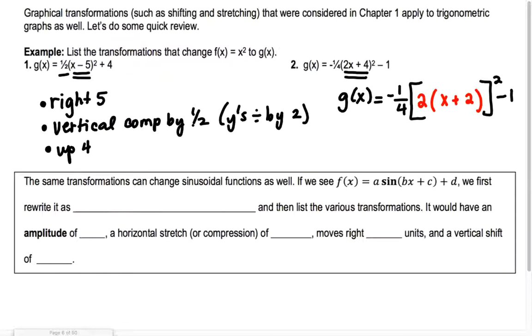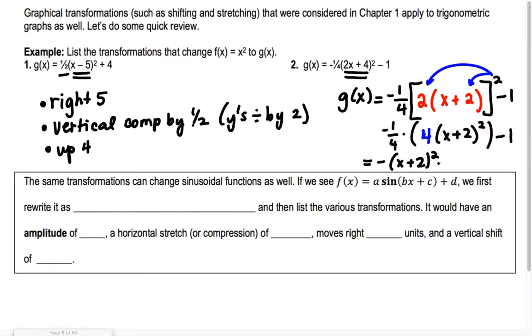So do you guys see how we can square the 2 and square the x plus 2? So I'm going to square that 2. And then I'm going to multiply that 2 squared, which is 4, by the -1/4. So I kind of squared that and squared that. So my final form is negative outside, x plus 2 squared, minus 1. Okay, so there are 3 transformations. So think about what those 3 transformations are.